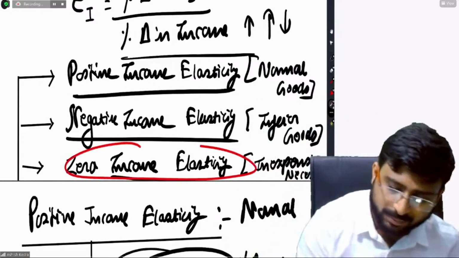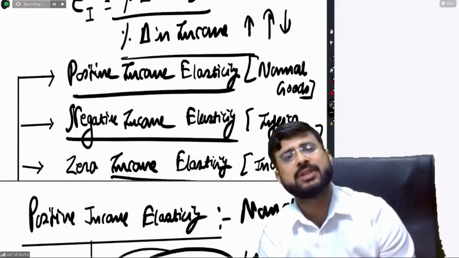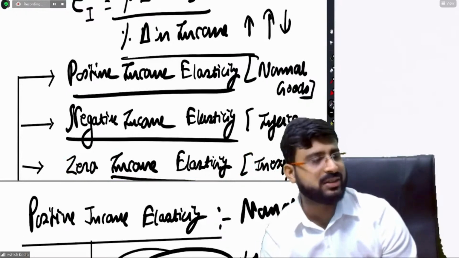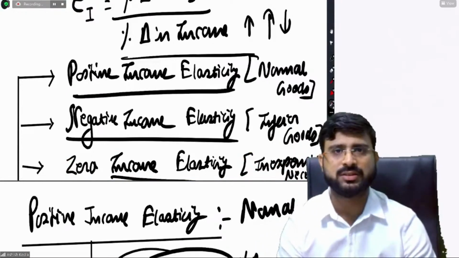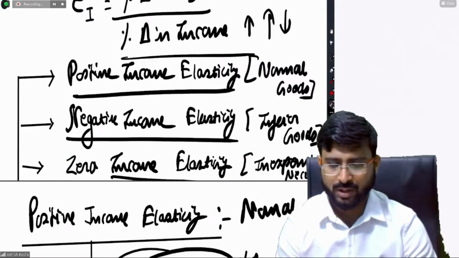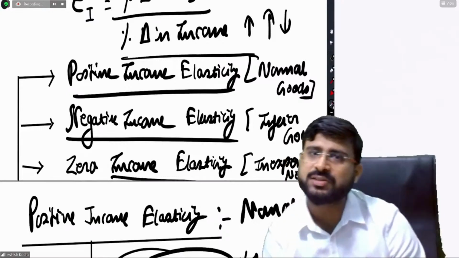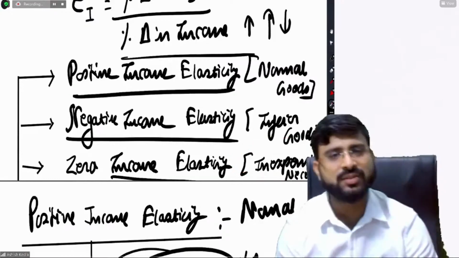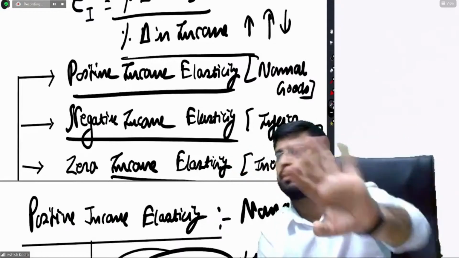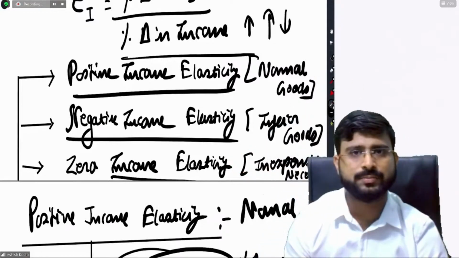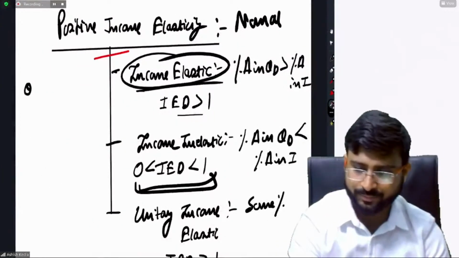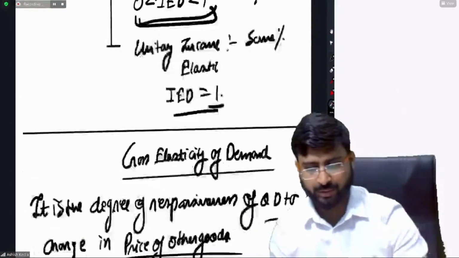And finally, zero income elasticity. Zero income elasticity is inexpensive necessities. So what is zero income elasticity? Inexpensive necessities. So even if there is change in income, there is no change in demand. So this is positive income elasticity for normal goods.